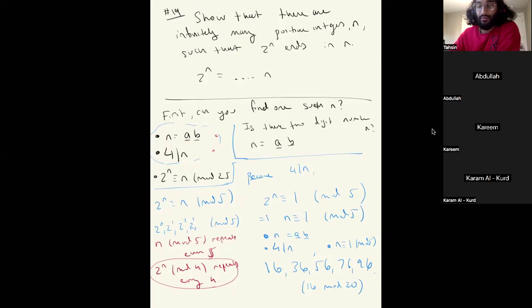Good. So now what do we do? We know that these 5 numbers, as long as you're 16 mod 20, which is you satisfy these 2 modular congruences, it's going to be true that 2 to the n is equal to n mod 5. So for which of these is it also going to be true that 2 to the n is congruent to n mod 25? That's the question.